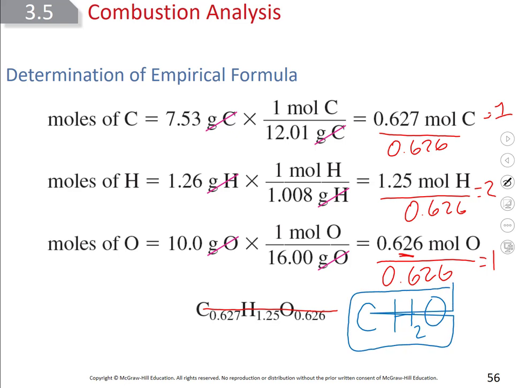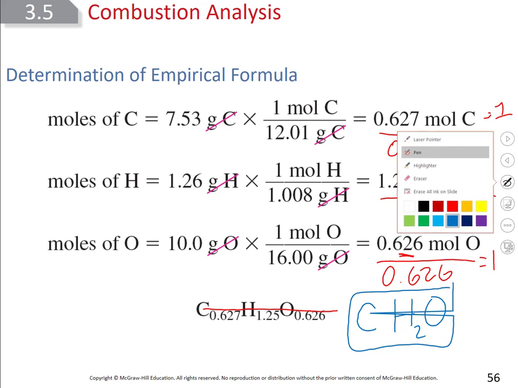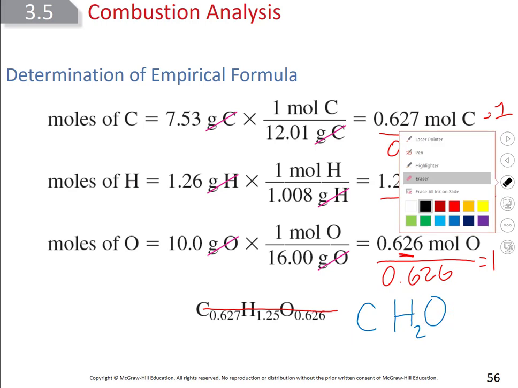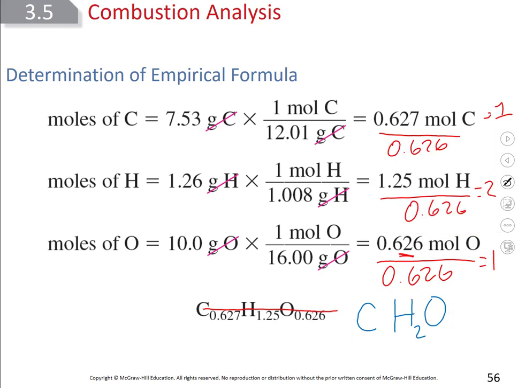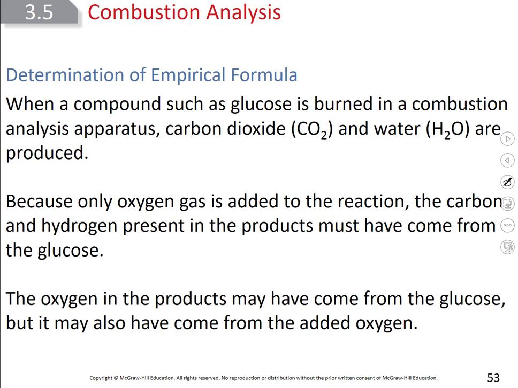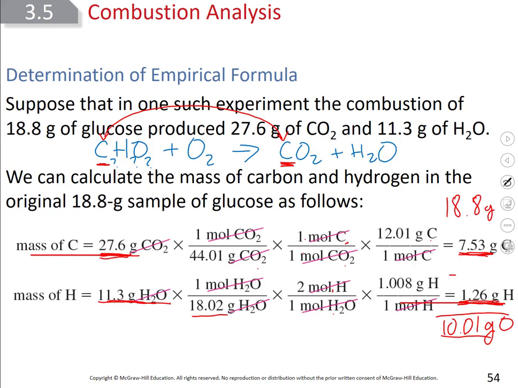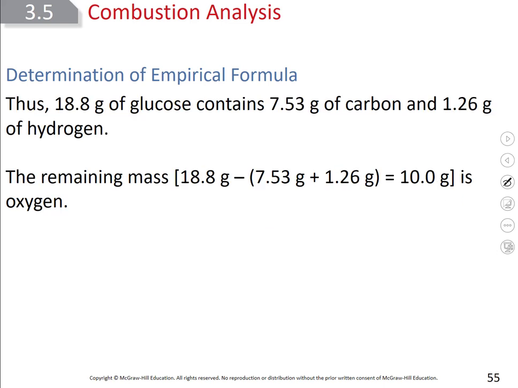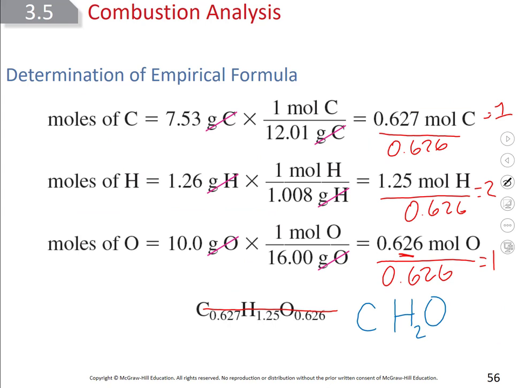So where does the oxygen that fuels combustion come in? If you actually look at our starting masses here, 27.6 grams and 11.3 grams, when you add those together, it's much greater than 18.8 grams. So that extra mass is accounted for by the extra oxygen that came in the reaction. So here's our empirical formula.